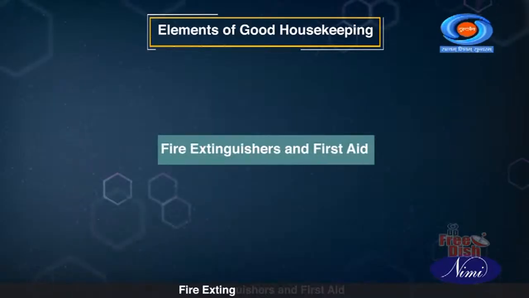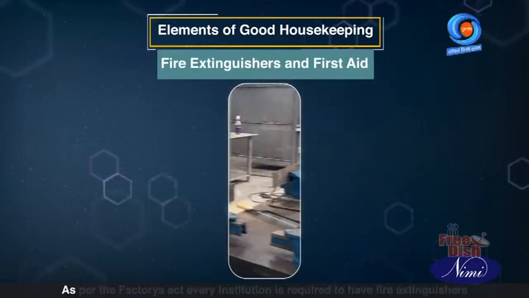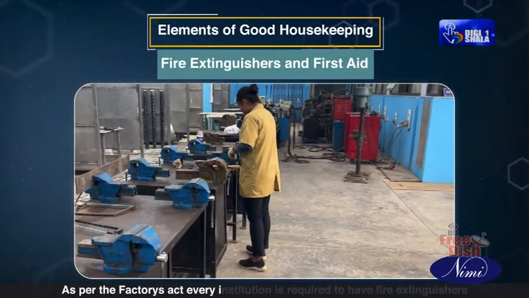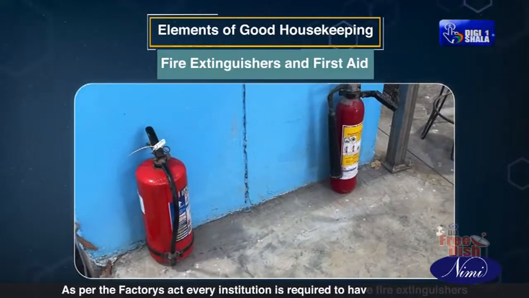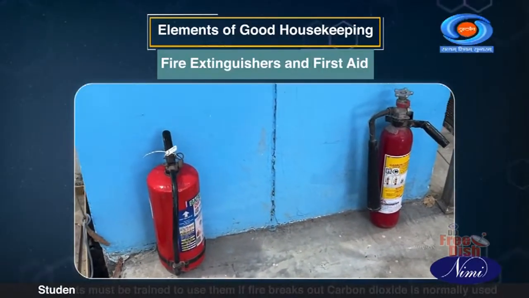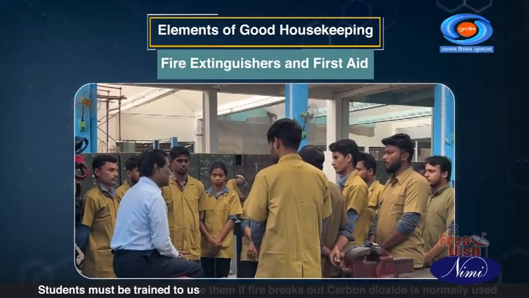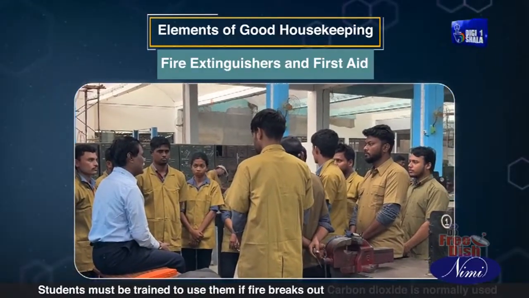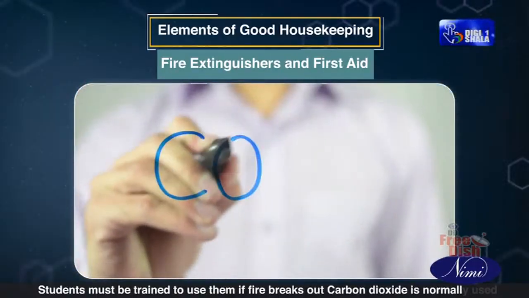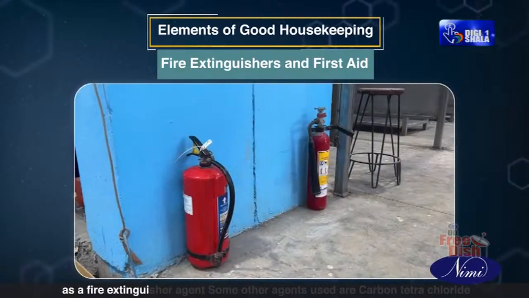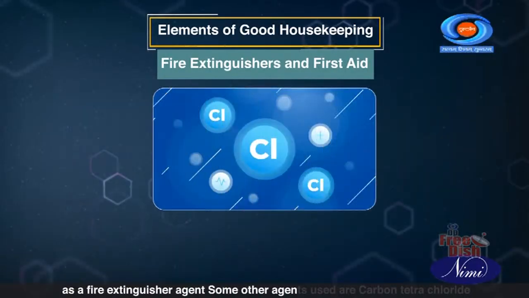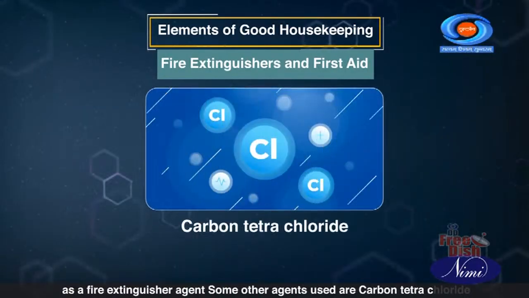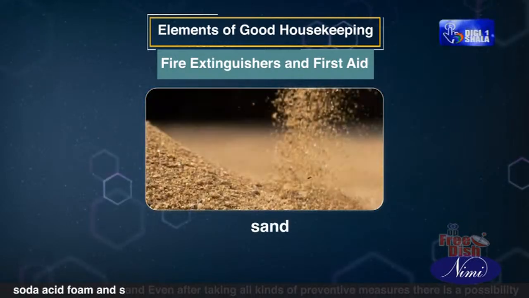Fire extinguishers and first aid. As per the Factories Act, every institution is required to have fire extinguishers. Students must be trained to use them if fire breaks out. Carbon dioxide is normally used as a fire extinguisher agent. Some other agents used are carbon tetrachloride, soda acid, foam, and sand.